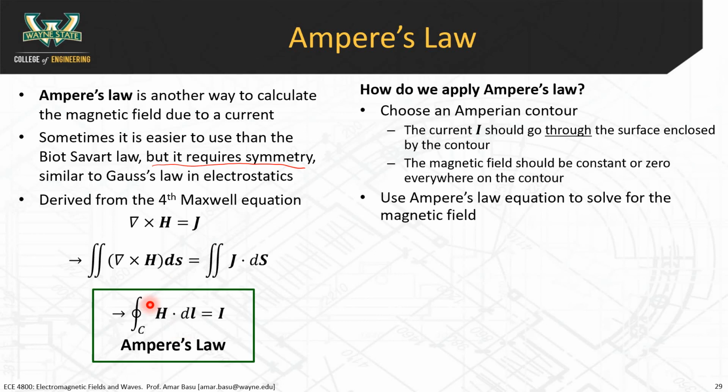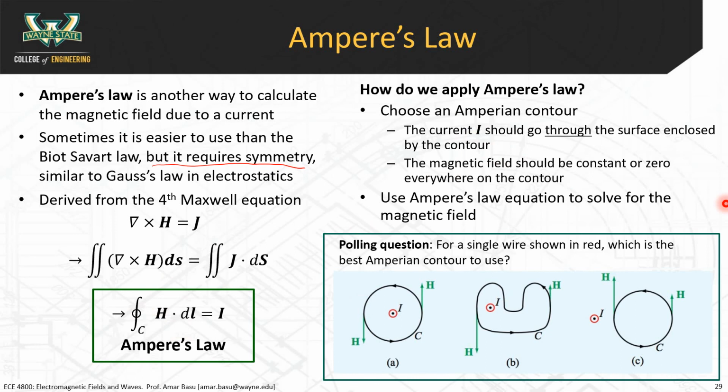So the question is, how do you apply it? You're not going to need to know how to derive Ampere's law. You're going to want to know how to use it. So the first step in applying Ampere's law is to choose an Amperian contour, and the current I should go through the surface enclosed by the contour, and the magnetic field should be constant or zero everywhere on the contour. The best way to understand this is by doing a quick example. Once you have the Amperian contour, you can use this equation here to solve for the magnetic field. Again, the best way to do this is by an example.